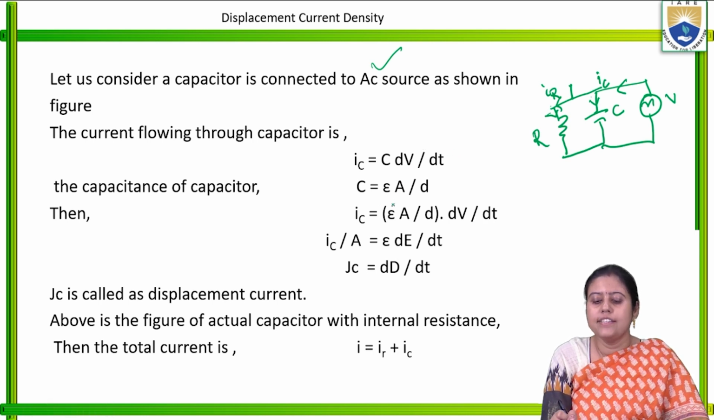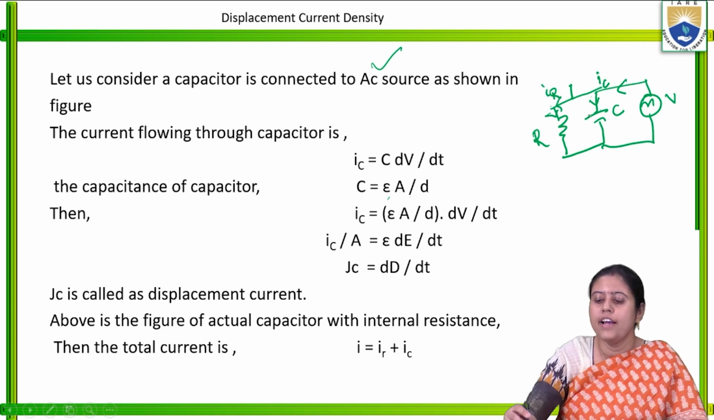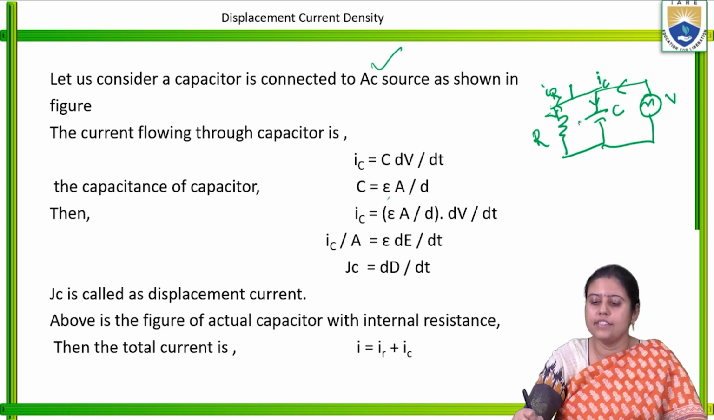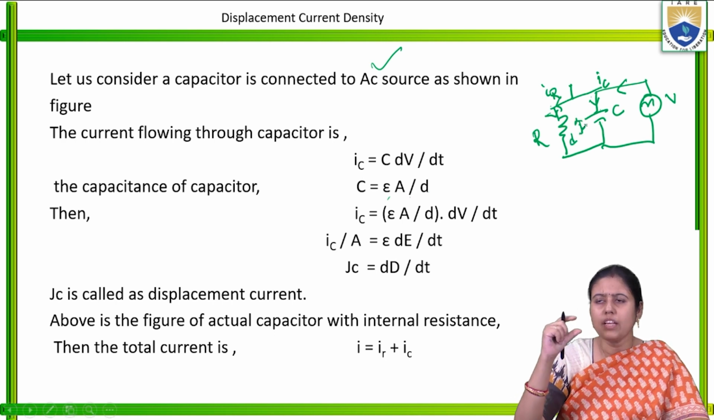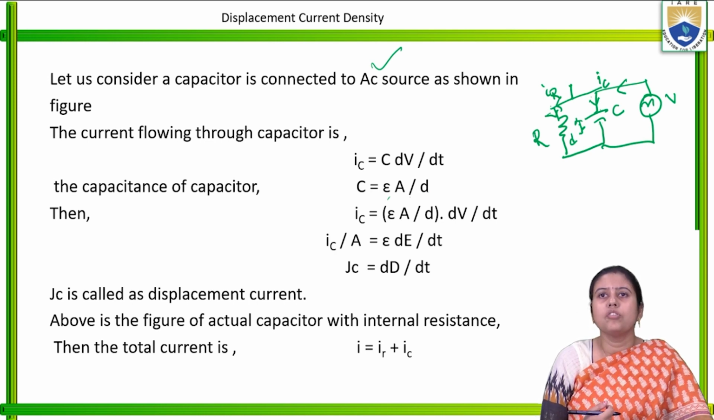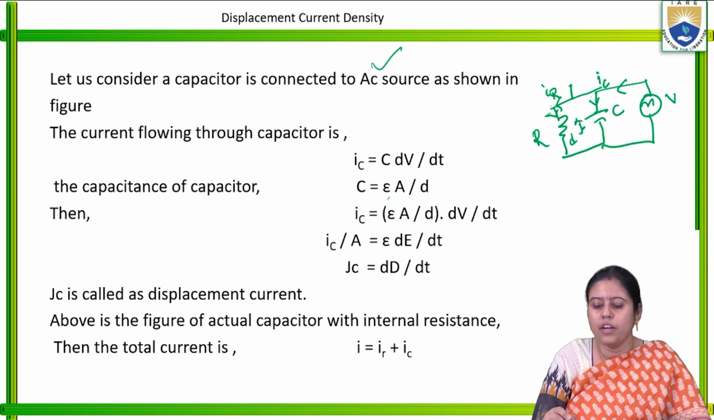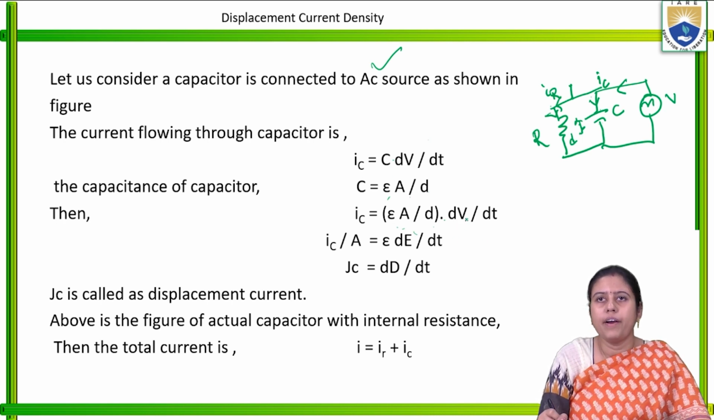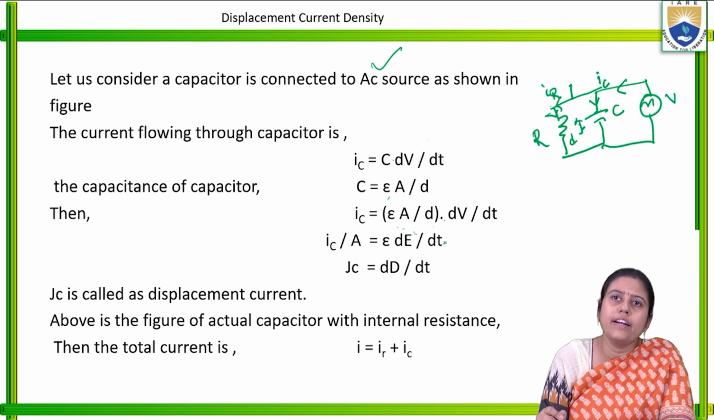And what is C? C, we know, is epsilon A by D. A is the cross-sectional area, and D is the distance between the two plates. So we can write C is equal to epsilon A by D. So what is IC? IC is equal to epsilon A by D into dV by dt, capacitance times dV by dt.